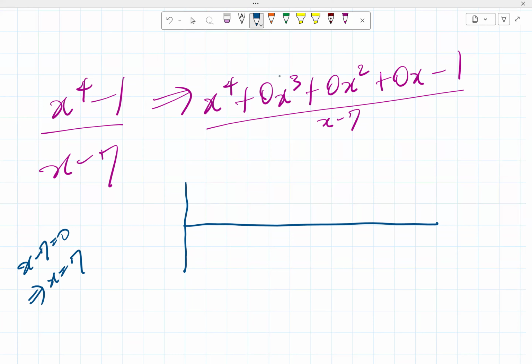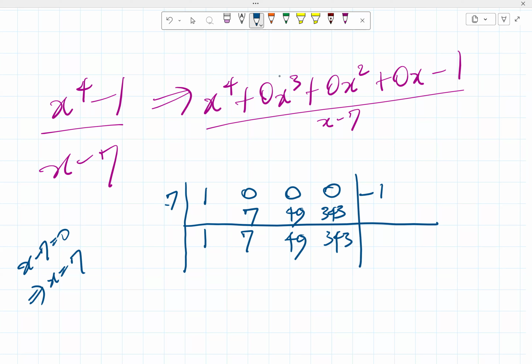Okay, so you have 1, 0, 0, 0, minus 1, okay? So C is 7 here. So drop this 1 now. So we have 1. 1 times 7 times 1 is 7. So 0 plus 7, we have 7. Then 7 times 7 now, 49, okay? 0 plus 49, that's 49. 7 times 49, that's 343. Then 0 plus 343, you have 343.